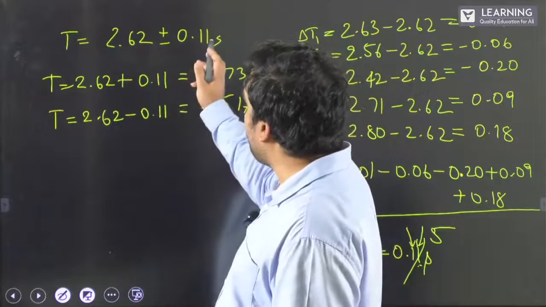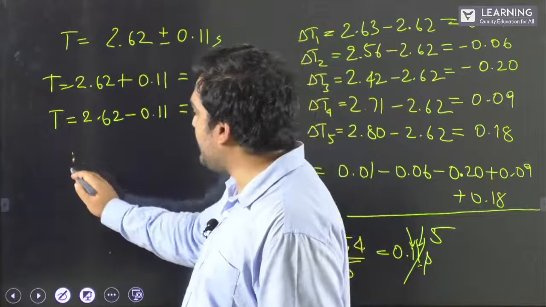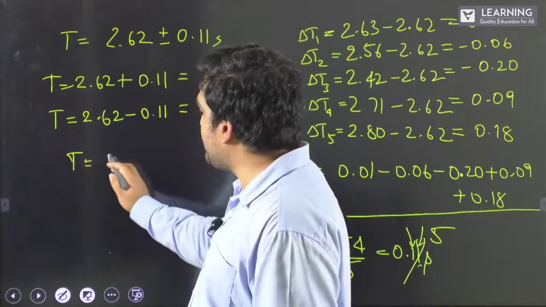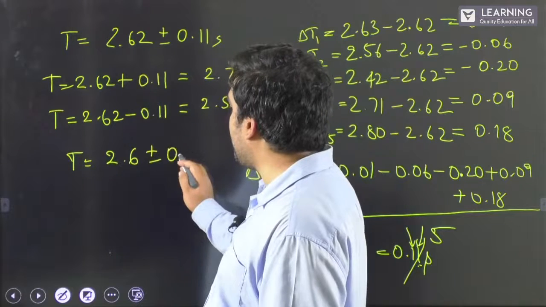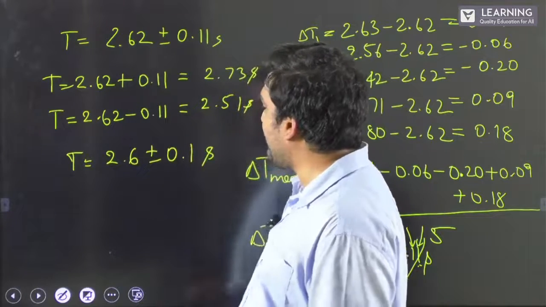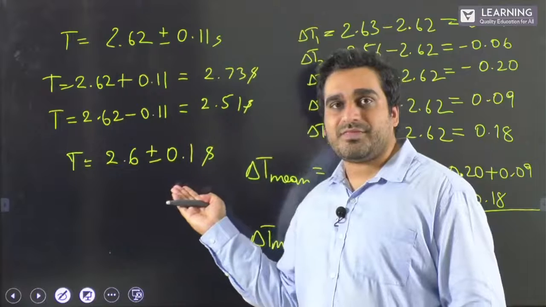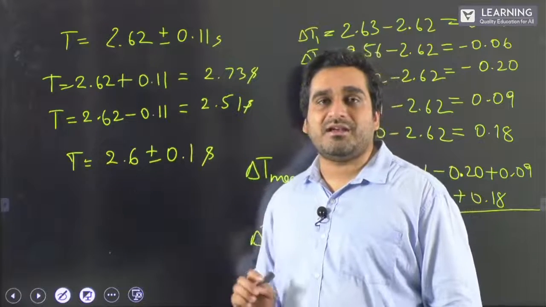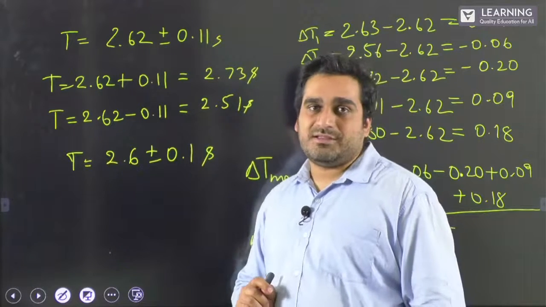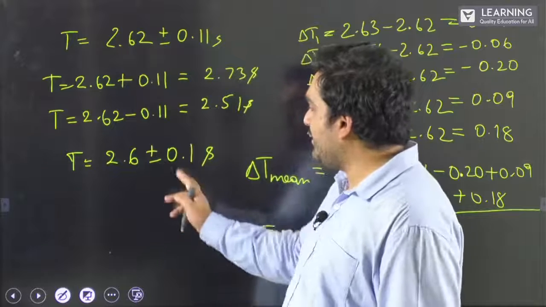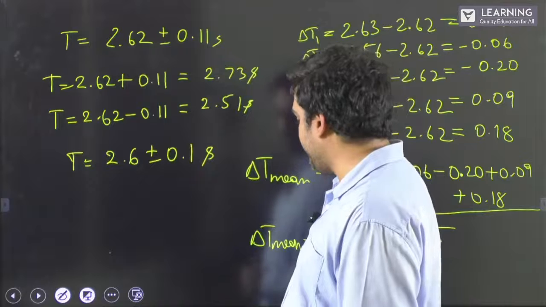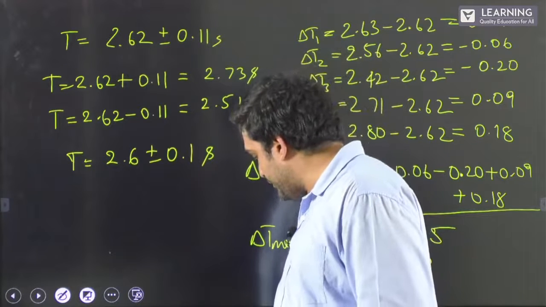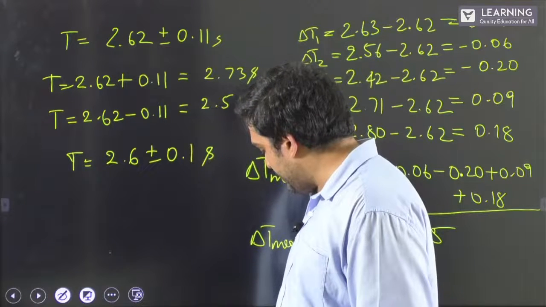So if you do not want the error in the 100th place, then the time should be reduced to 2.6 plus or minus 0.1 seconds. See what I've done here? I have eliminated the 100th place, so I have 2.6 plus or minus 0.1. Kindly make note of that.